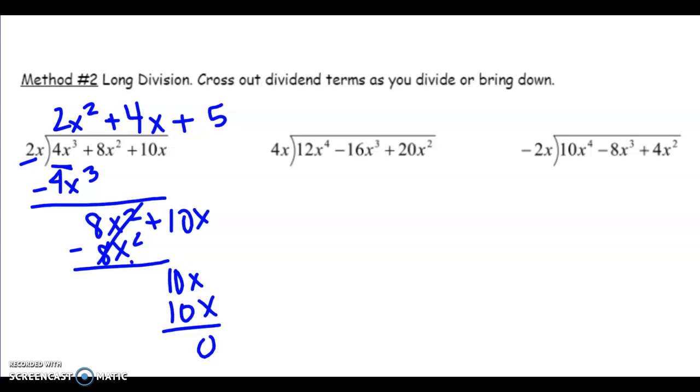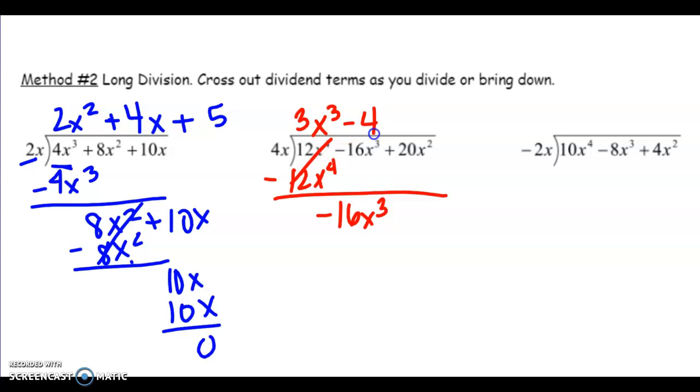Okay, let's do that again. So 4 into 12, that's going to be 3, and I'm going to subtract my x's, so I'm going to get x to the third. So then I'm going to multiply back out. So 4 times 3 is 12, and I'm going to get x to the fourth, subtract, and bring everything down. Okay, so now that I have a negative 16, 4 goes into a negative 16, that would be a negative 4, and then subtract my x's, so that would be squared. So a negative 4 times 4 is a negative 16, and that would be x to the third.